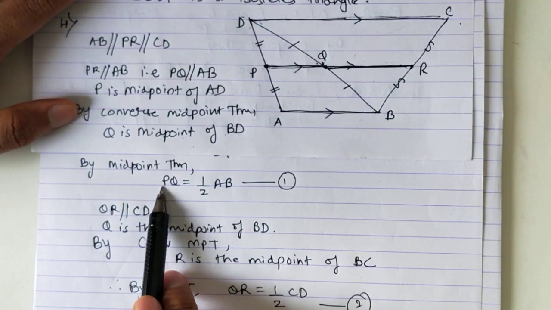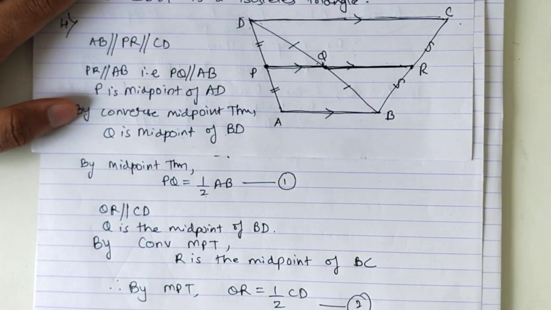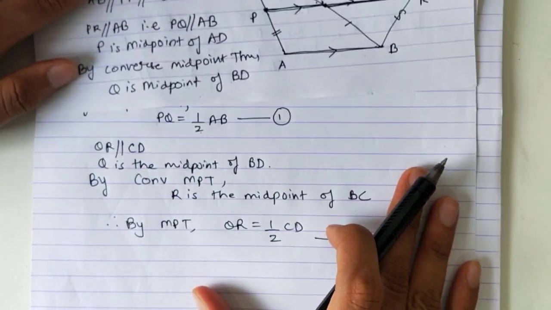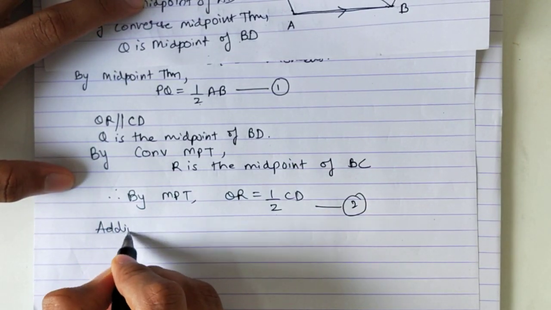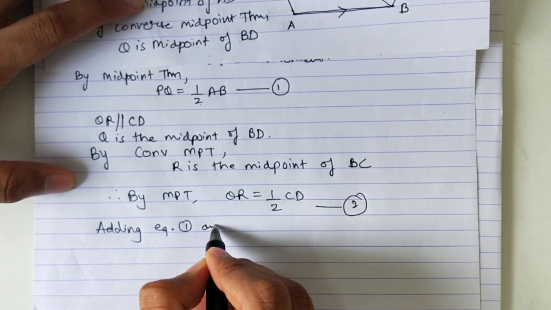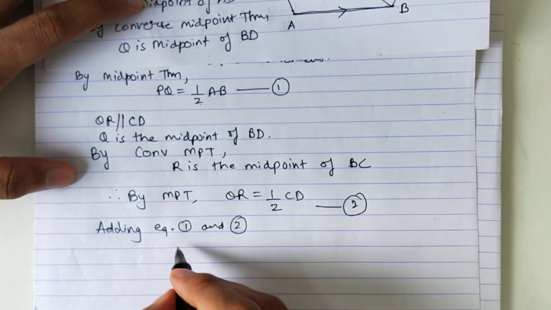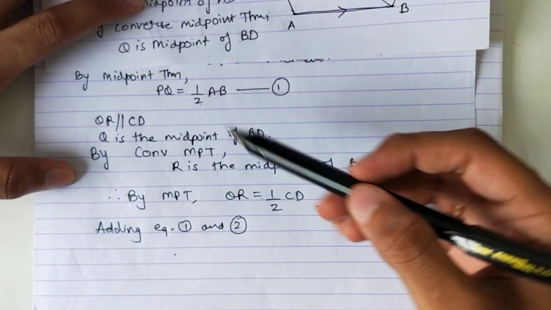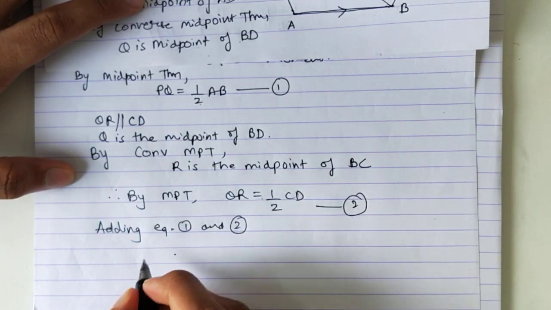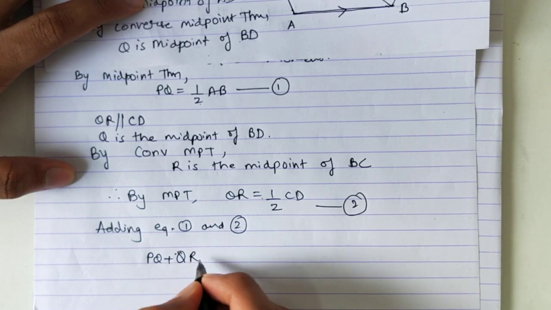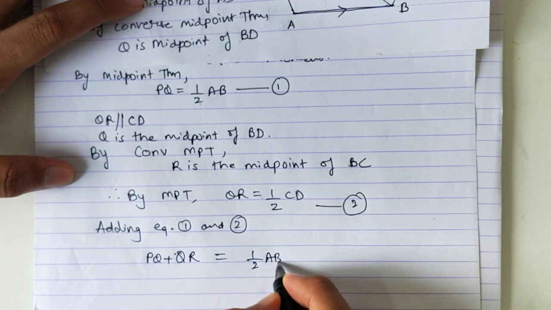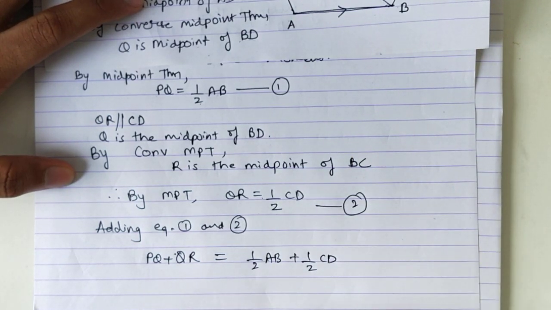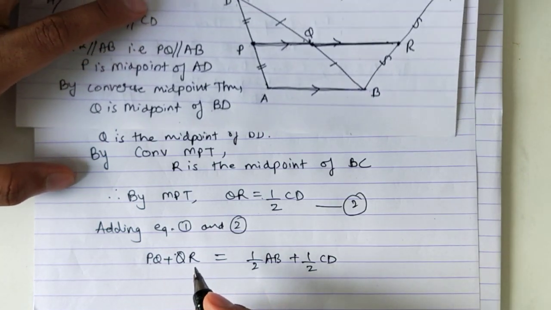So first I found that PQ is half of AB, and then I found that QR is half of CD. Now I'll add these two, adding equation 1 and 2. So when you add these two equations, the left hand side is PQ plus QR. You will have PQ plus QR equals half AB plus half CD. Correct? PQ plus QR.